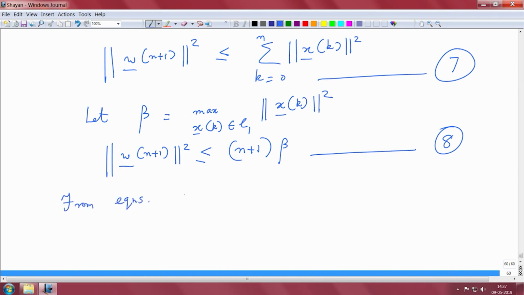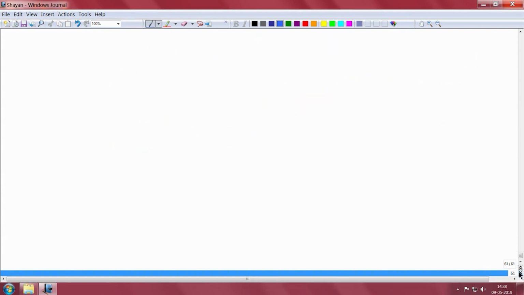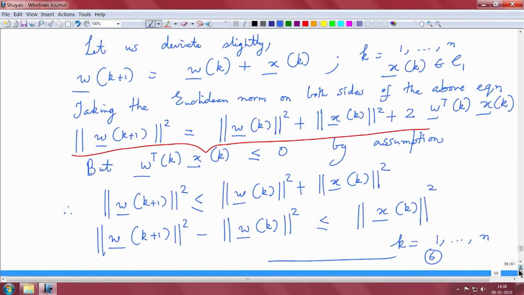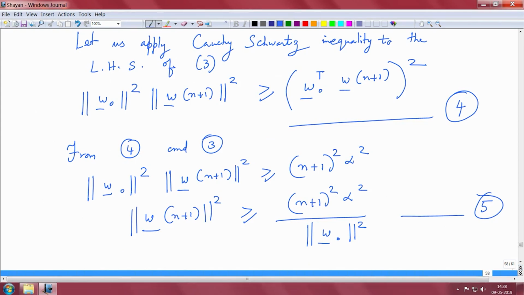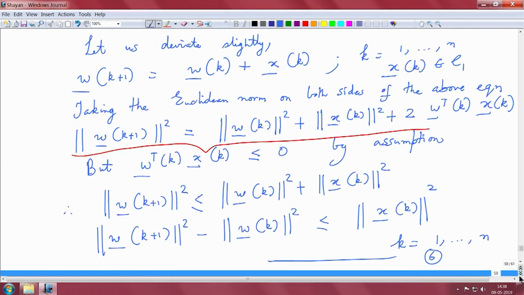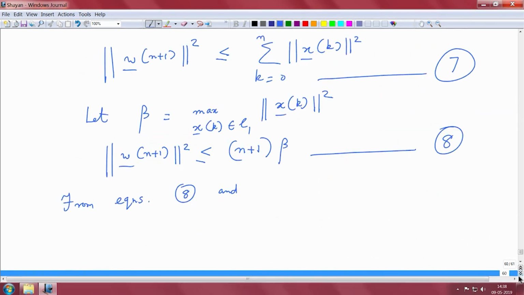From equations 8 and I think it must be equation number 5 that I have here. On one side I say the norm of Wn plus 1 squared is greater than or equal to some quantity. On the other side I say that the norm of Wn plus 1 squared is less than or equal to some quantity, and there should be a point where it has to cross with equality, right.